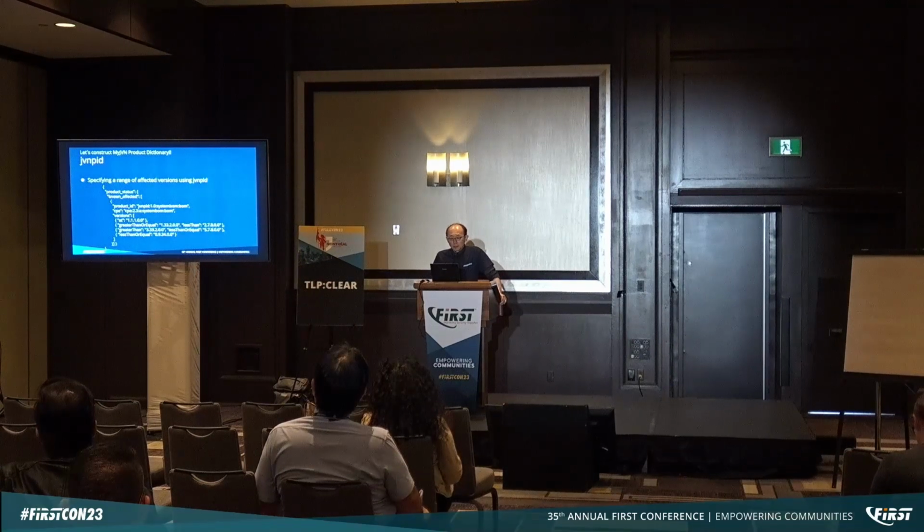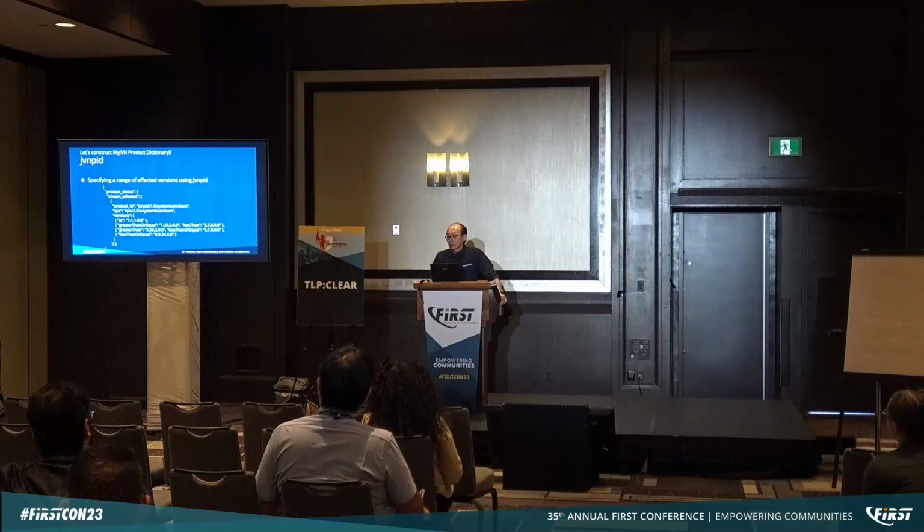One is to specify the range of affected versions using JVN PID. The other one is VEX-based, using the VEX format in CSAF. I think so.